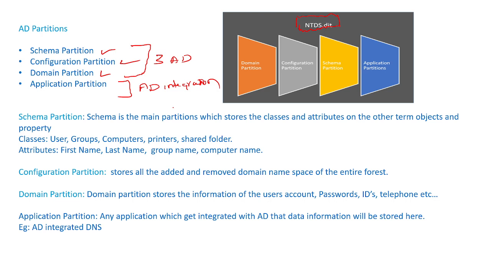So now you know the purpose of the three partitions. Schema is the main partition which stores the classes and attributes. The configuration partition stores all the configuration related information. The domain partition stores the user account and the password related information. And the application partition, you know already, stores the application which is integrated with the Active Directory.